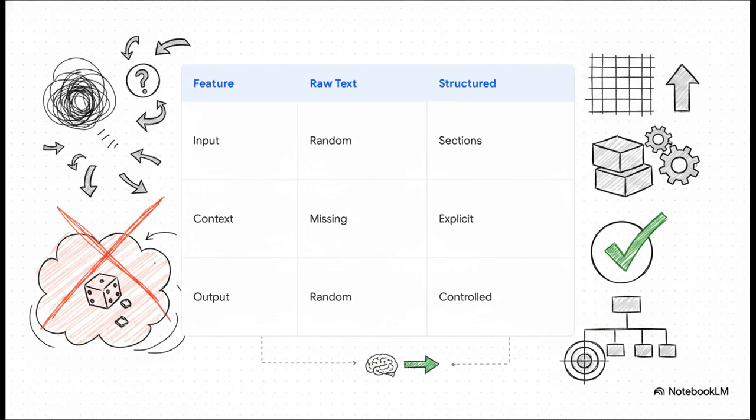But when we switch to structured prompts, it's a totally different ballgame. Instead of tossing a wall of text at the model, we use clear sections and headings. It makes it infinitely easier for the AI to parse. We provide explicit background context. By applying these structures, our output goes from a total roll of the dice to something that is highly controlled and formatted, which is exactly what we need for strategic deployment across large corporate teams.